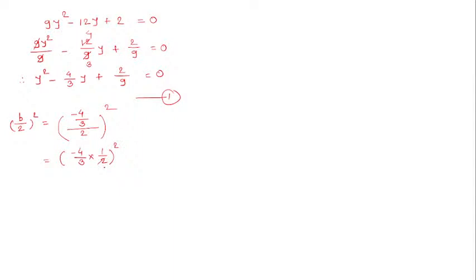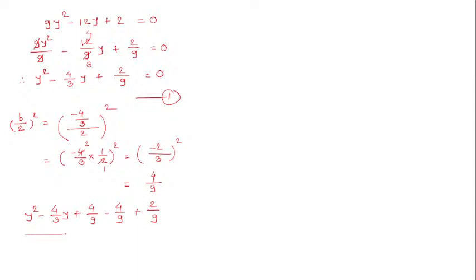Now in this one we can simplify: 2 1s are 2 and 2 2s are 4. So we get here minus 2 into 1, that's minus 2, divided by 3 into 1, that's 3, and bracket square. So minus 2 square is 4, divided by 3 square is 9. So this is the term we have to add and subtract. So we have the first term in the given equation, y square minus 4 by 3 into y, plus, now we have to add 4 by 9, we have to subtract 4 by 9, and now the last constant term plus 2 divided by 9.